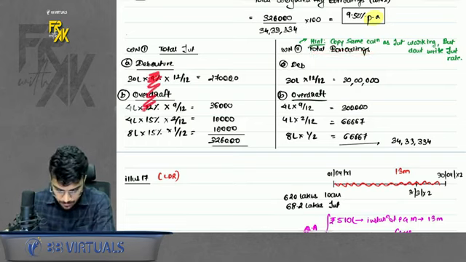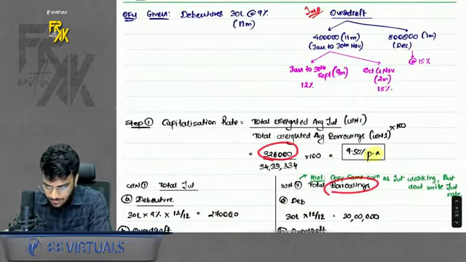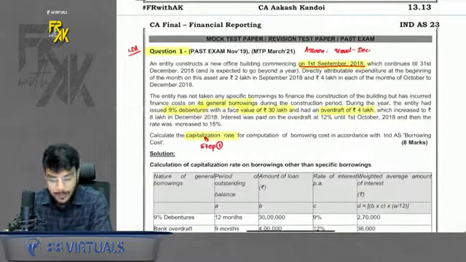Just remove the rate here. If you write this same calculation without the rate, you will get the borrowings also. Total interest divided by total borrowings will give you the rate per annum. So this is how you solve it.